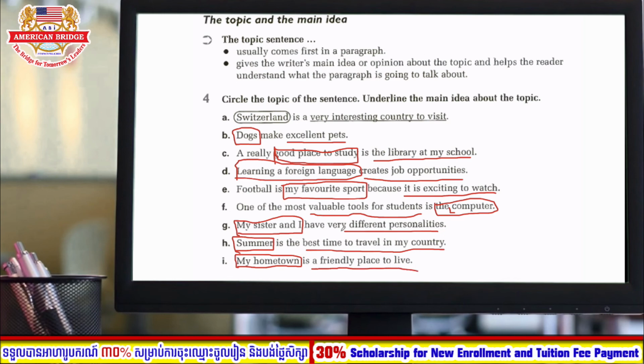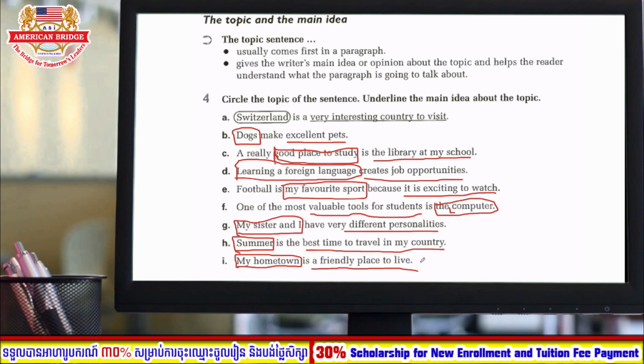So everyone, as you have seen in these examples, in paragraph writing, the topic sentence is very important. It has the topic itself and the main idea. It gives you the idea of what you are going to write about. Let me give you one example. The last one, my hometown is a friendly place to live. It is a good topic sentence. Why? Because you can explain more about your hometown.